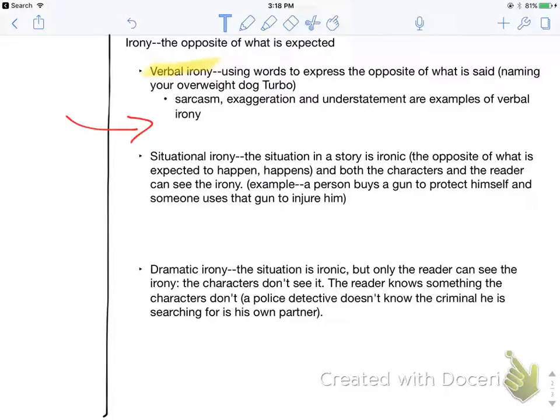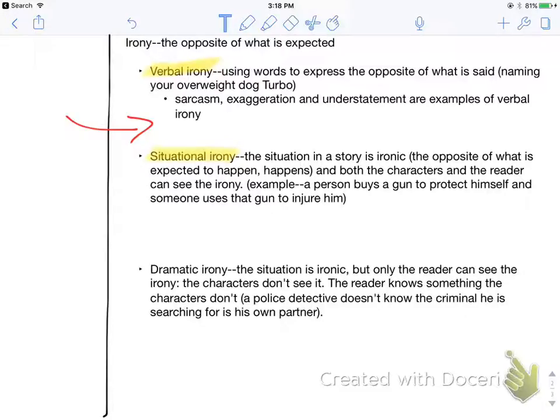The next kind of irony is situational irony. This is when literally the situation in a story is ironic. In other words, the opposite of what you would expect to happen happens. And in this case, both the characters and the reader can see the irony. Everybody gets it. So, for example, a person who buys a gun to protect himself, and then that person's house is robbed, and the burglar uses the gun to injure the gun owner.